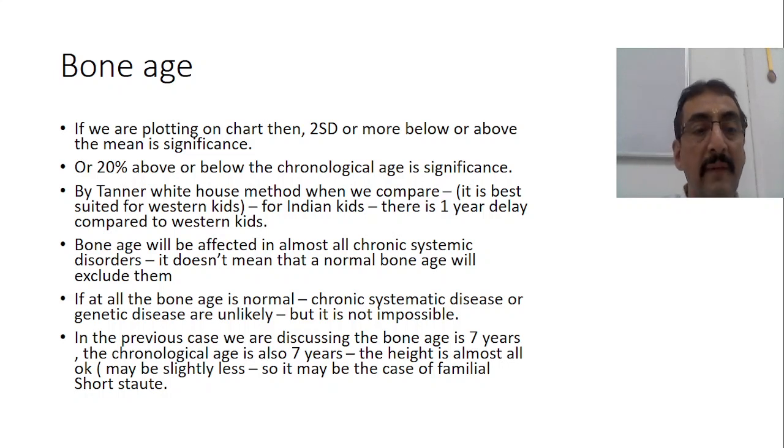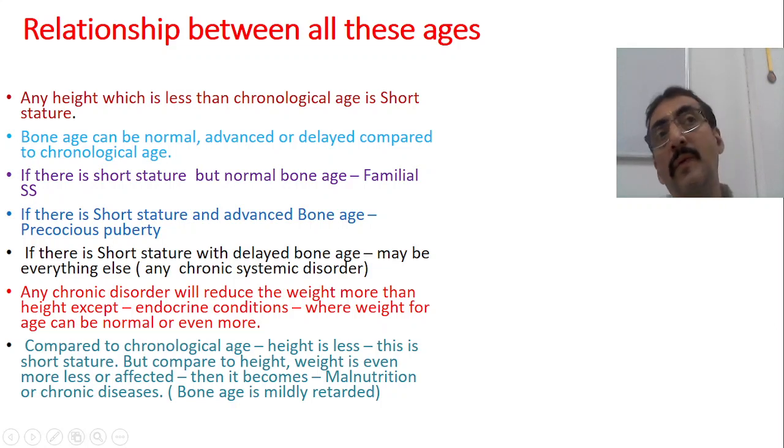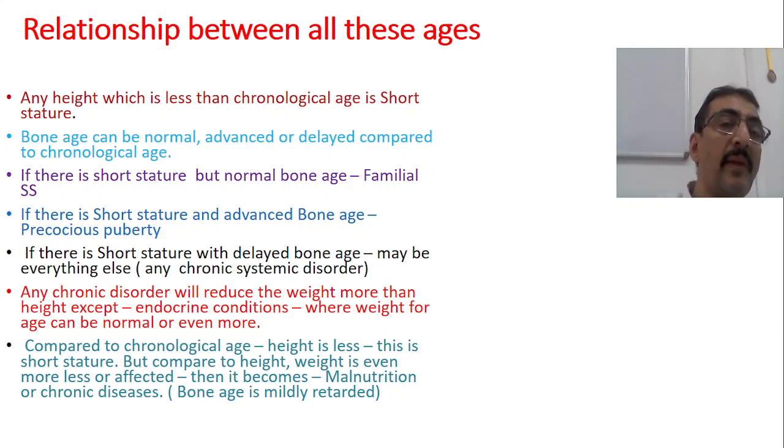The variations are there. In the previous case we were discussing, the bone age is 7 years and the chronological age is also 7 years. The height is almost okay, maybe slightly less. So it may be a case of familial short stature. Now we will look into the relationship between all these three ages: bone age, chronological age, height age, etc.